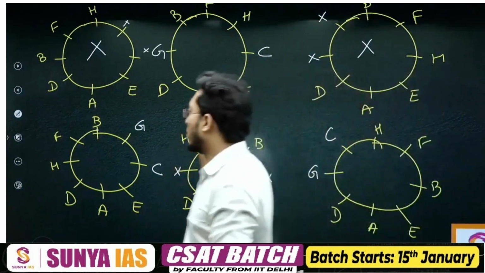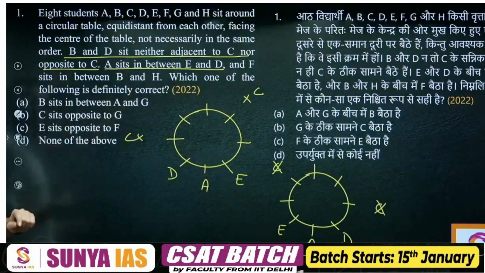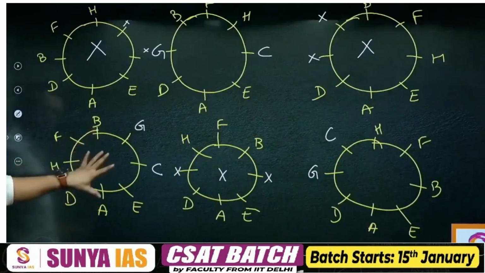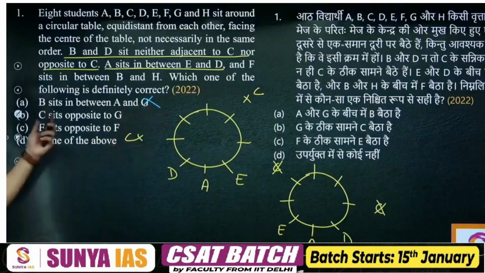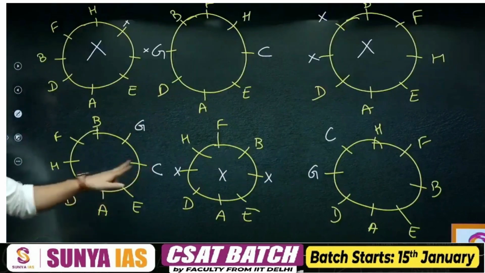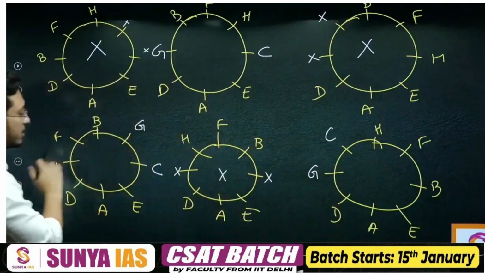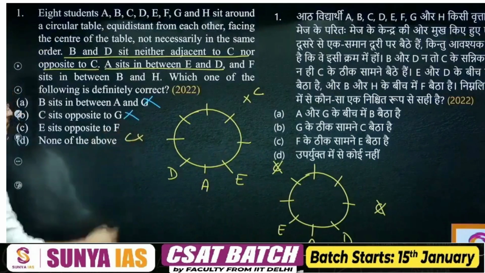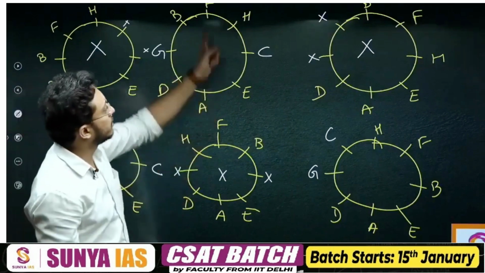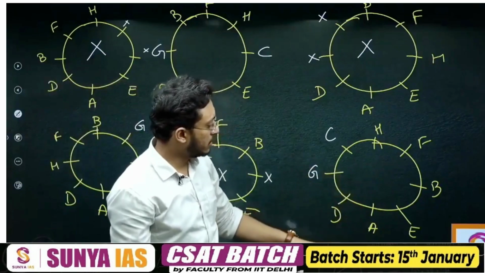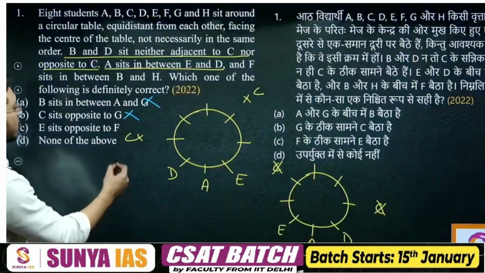Are they satisfying all the criteria that are given in the options? एक बार देखते हैं. B sits between A and G. This is a valid case, but B is not sitting between A and G. तो पहला तो यहाँ से गलत हो गया. C sits opposite to G. This is incorrect. यहाँ चाहे सही हो रहा हो, यहाँ भी गलत है, यहाँ भी गलत है. That means C is not sitting opposite to G. E sits opposite to F. E is opposite to F in this case, but what about this? E is not opposite to F. What about this? E is not opposite to F. तो एक में सेटिस्फाई हो रहा है, बचे हुए दो में नहीं हो रहा है, तो नहीं होगा.